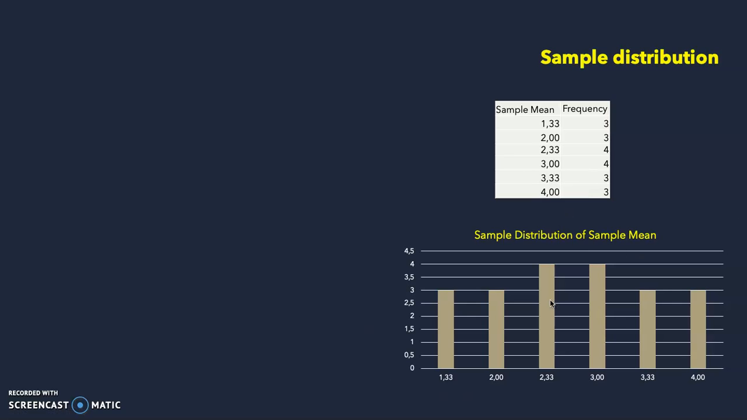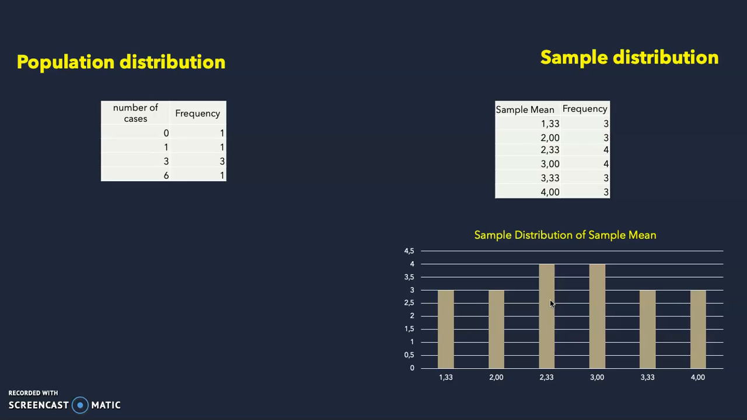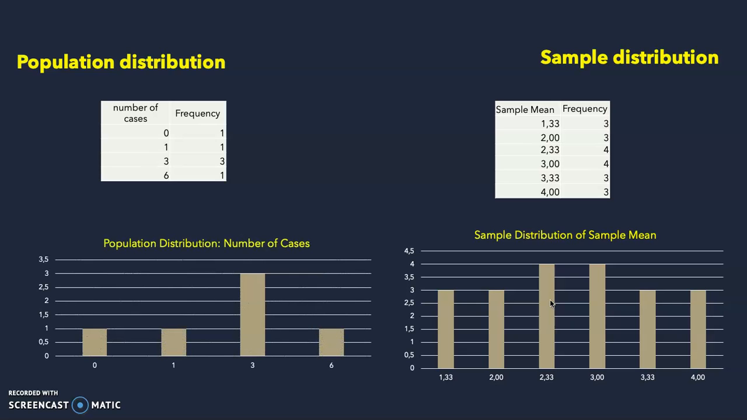Now, as a comparison, let us also construct the population distribution. This is the frequency table of the number of cases of each associate. From the frequency table, we can construct the population distribution.